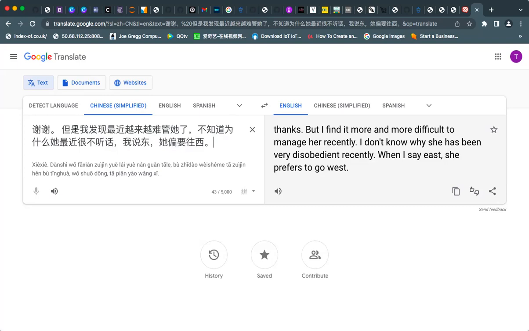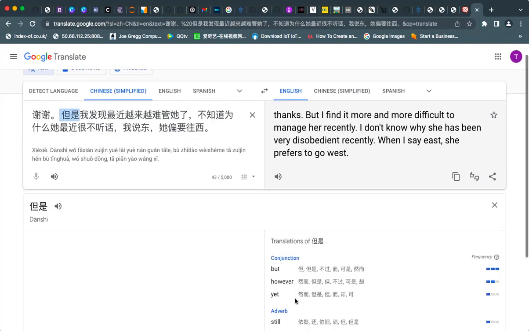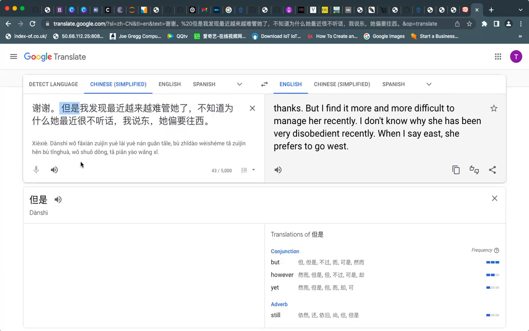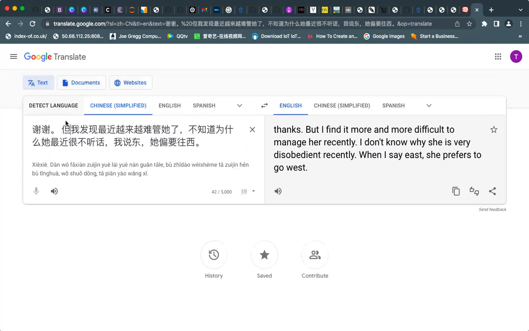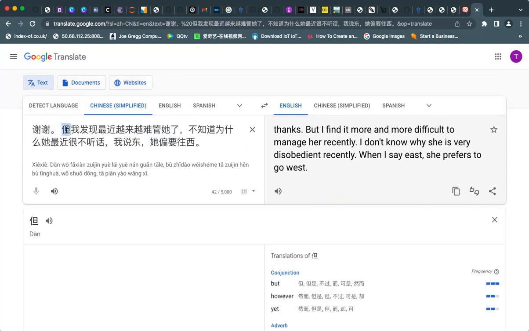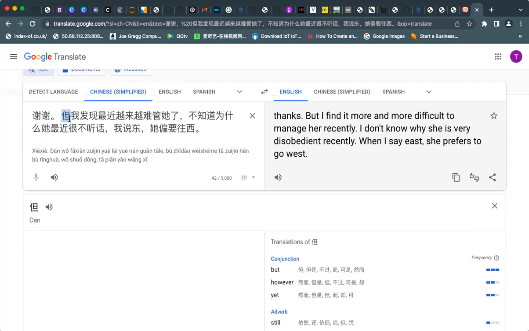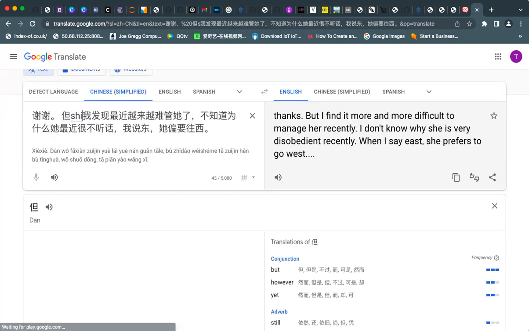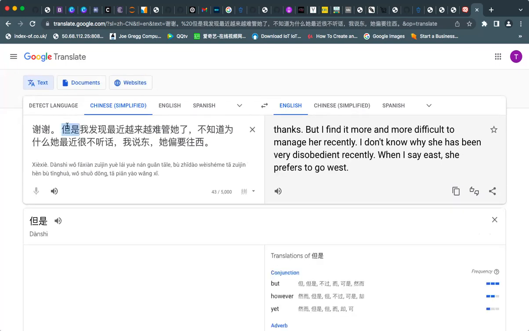Danshi. This part here. Right? So you see the she is also being there. So that means you can take she out and be left with Dan. And we'll still have the same result. Dan on its own. But in colloquial Chinese, sometimes you see danshi. So you can go with danshi for but or however, or dan if you like.